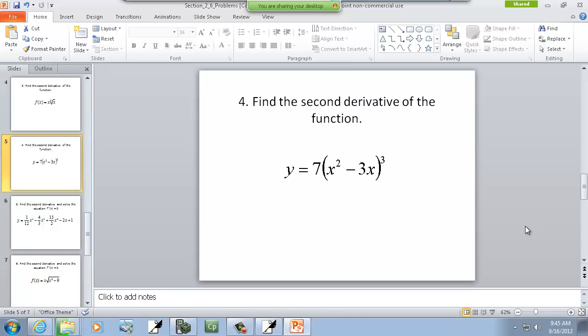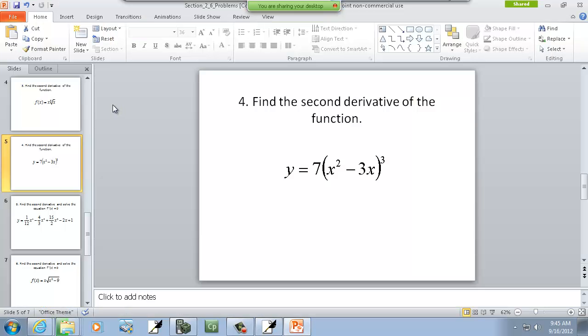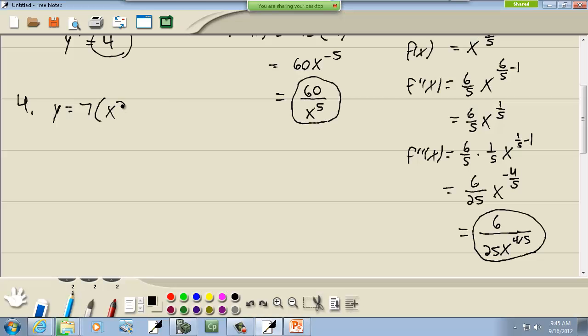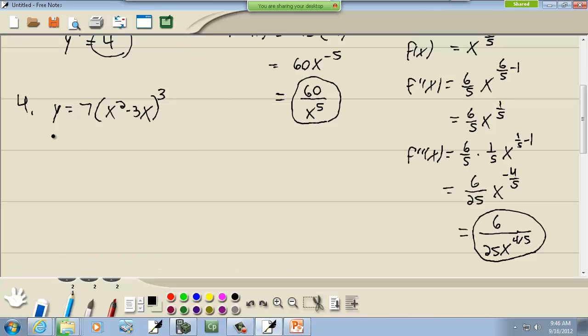Let's take a look at this one. Got y is equal to 7 times x squared minus 3x to the third power. Instructions are to find the second derivative of the function. Well, this is the chain rule. We got parentheses to a power, where it's more than just a single variable. Well, the 7 stays out in front.